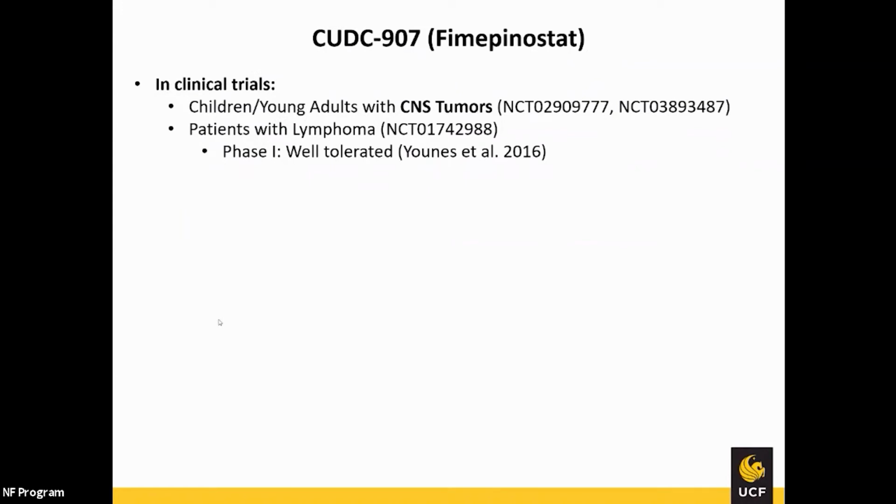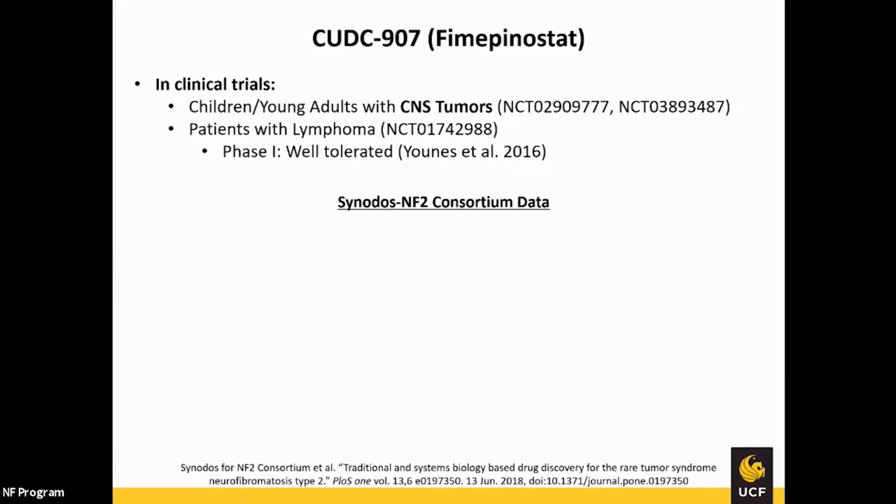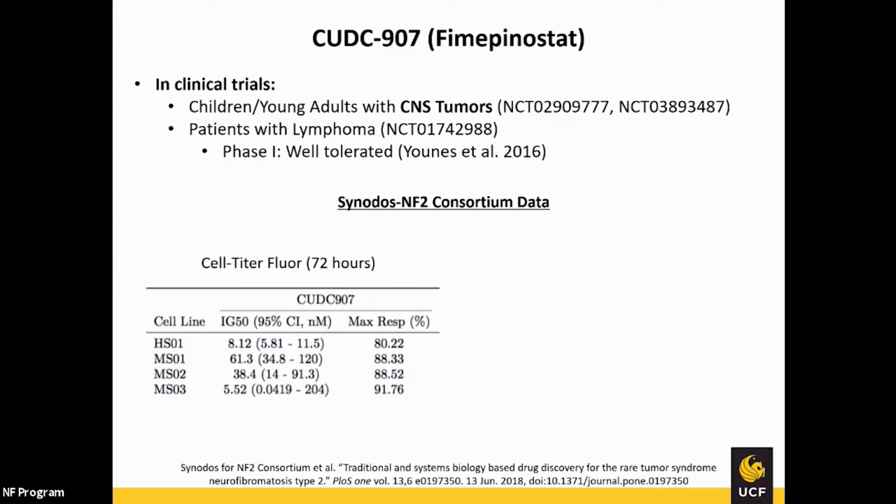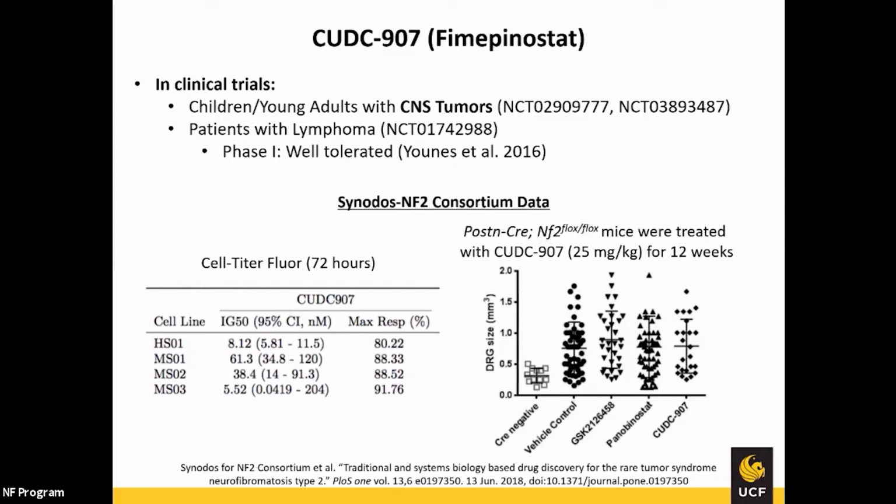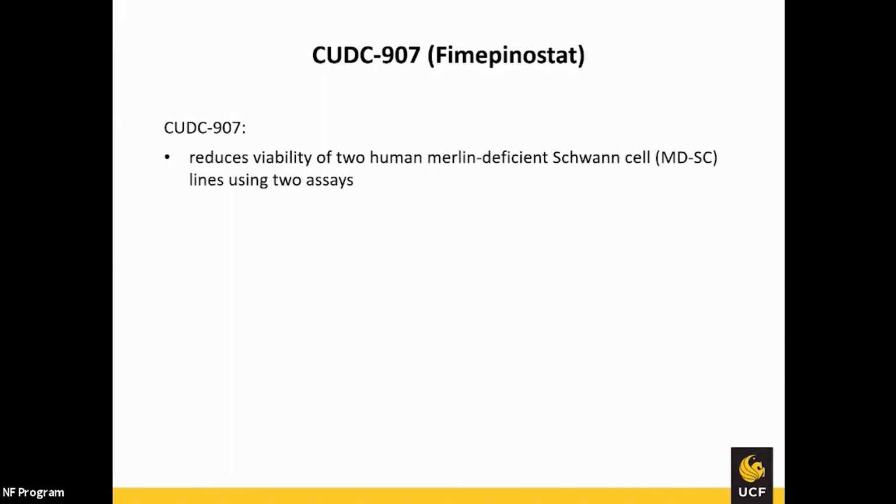CUDC-907 is a dual PI3 kinase HDAC inhibitor, also known as fimepinostat. It is in 2 clinical trials for CNS tumors in children and young adults, which began in 2016 and 2019. It was previously studied by the Synodos NF2 consortium and had efficacy in both schwannoma and meningioma cell lines. Results of the published schwannoma studies are shown. It has nanomolar IC50 in 1 human Merlin-deficient Schwann cell line and 3 mouse Merlin-deficient Schwann cell lines tested. It, however, did not slow growth of schwannomas in the Periostin-Cre NF2 exon 2 flox GEM model, nor did it preserve hearing in this model.